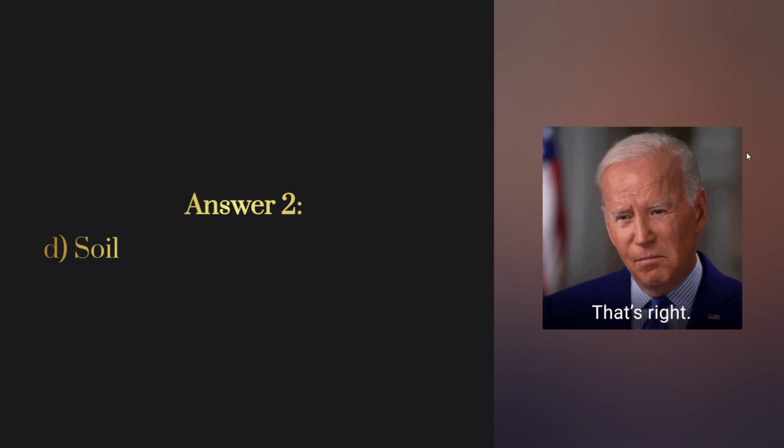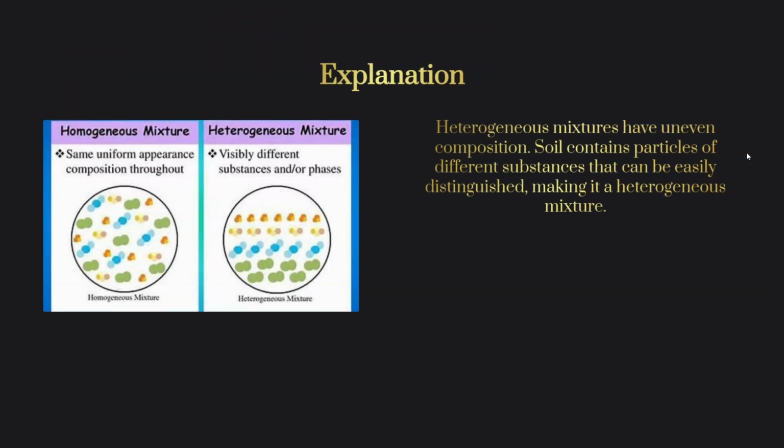Why is soil a heterogeneous mixture? Because heterogeneous mixtures have uneven composition. So soil contains particles of different substances that can be easily distinguished, thereby making it a heterogeneous mixture. Let us see question number 3.